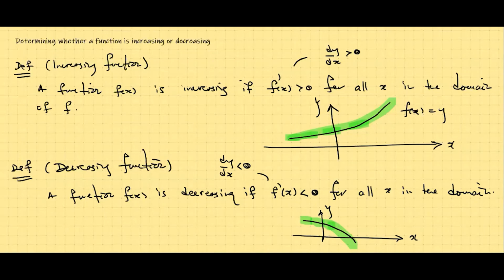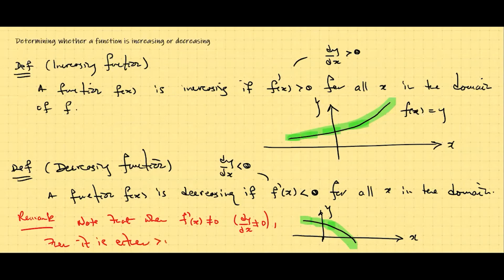So the one remark that is worth making at this stage, which I'll do here: note that when f prime of x is not zero, i.e. when dy by dx is not zero, then it is either "bigger than zero" or "less than zero". What I'm trying to say to you is if the gradient is non-zero, then it must either be positive or it must be negative, right?